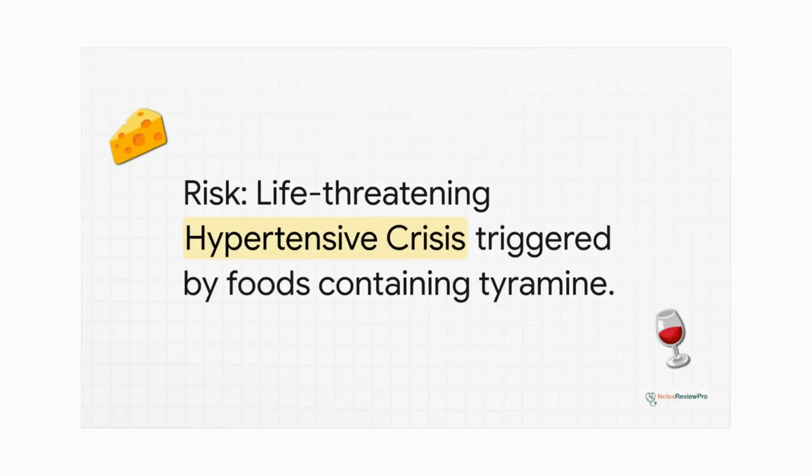Let's talk about MAOIs, or monoamine oxidase inhibitors. These are really powerful antidepressants, but they are generally a last resort option, and for a very good reason. The NCLEX will absolutely expect you to know that the #1 danger with a drug like phenelzine is a life-threatening hypertensive crisis, and it's triggered by what the patient eats.